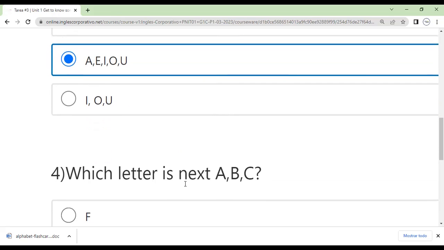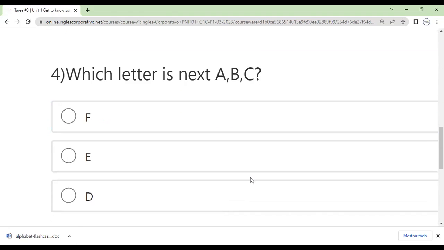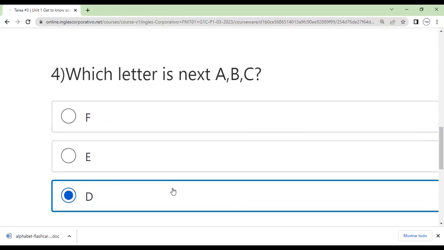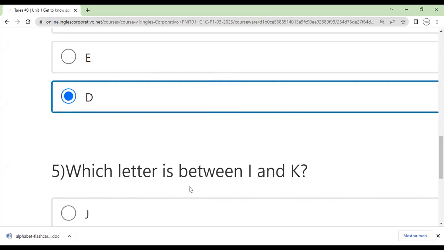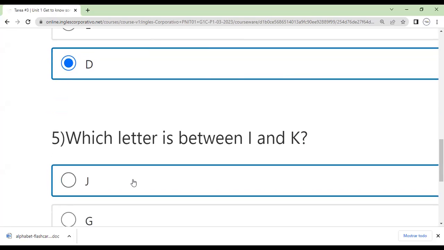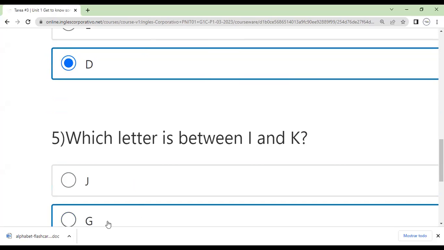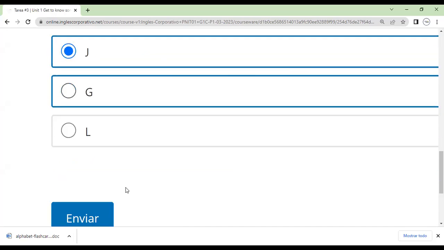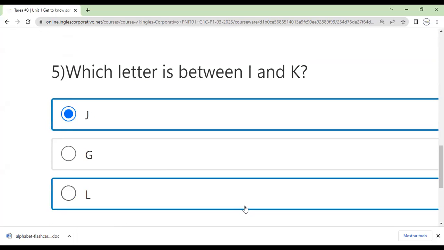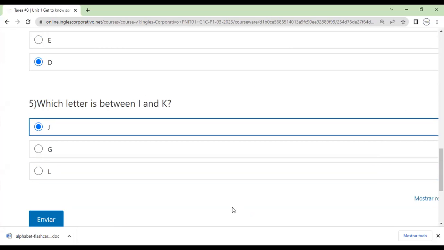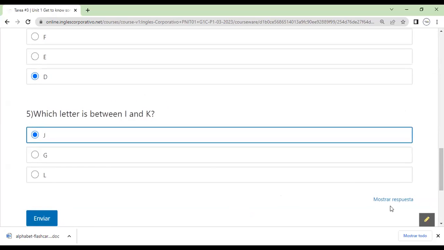Which letter is next? A, B, C? D. That's quite simple. Which letter is between I and K? J. We will check it. Between I and K, right? Okay, we will check it.